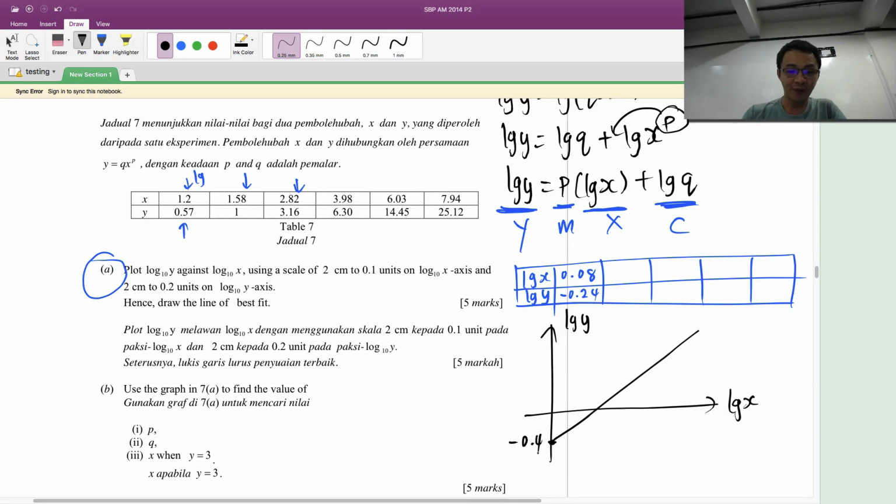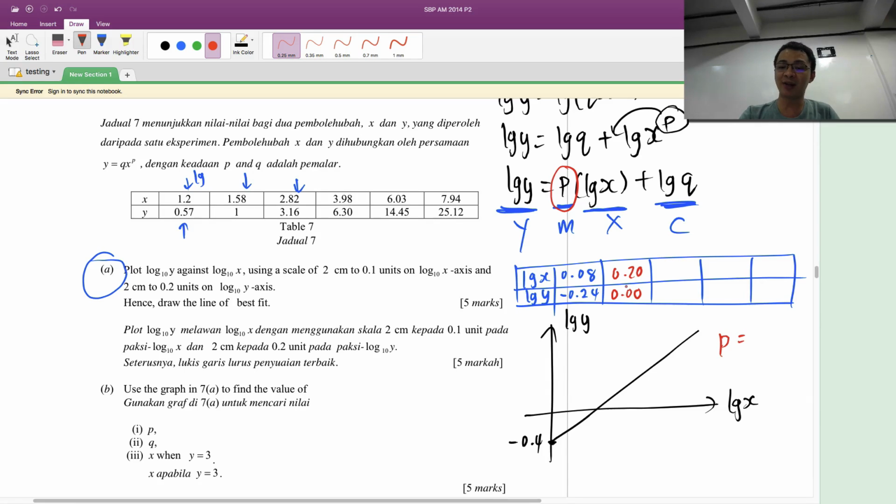So if it asks you to use the graph to find the value of p, over here you know basically your p is the gradient. So in order to get the gradient, you can take any point on the line. Let's say the second point is 0.20 and this is 0.00. Let's say if I take these 2 points, then I can use my gradient. P is the gradient, right?